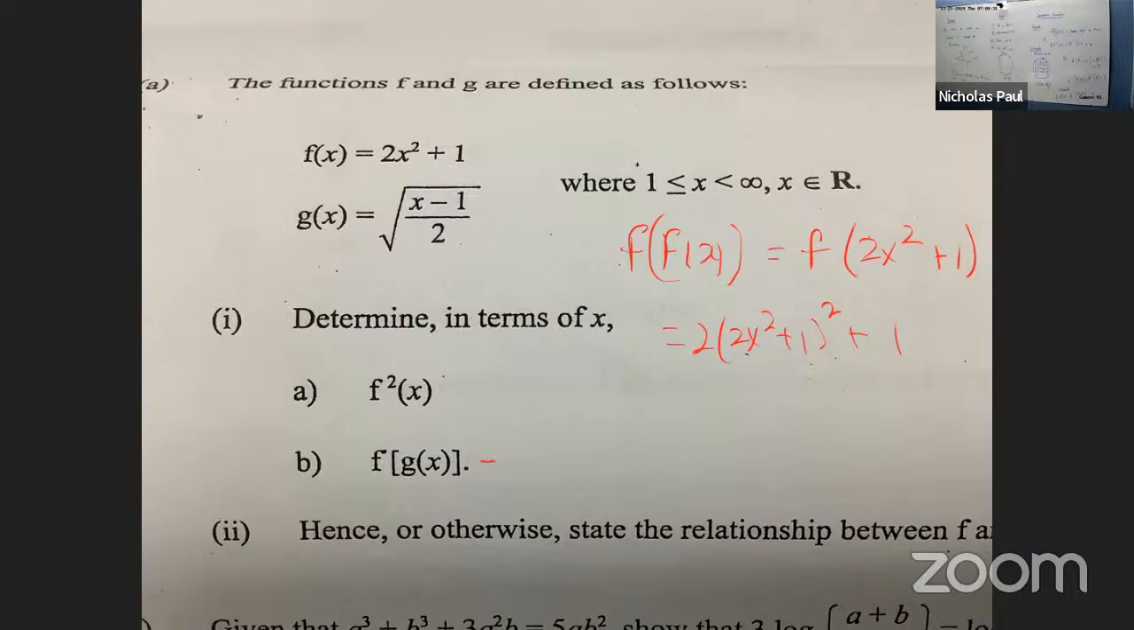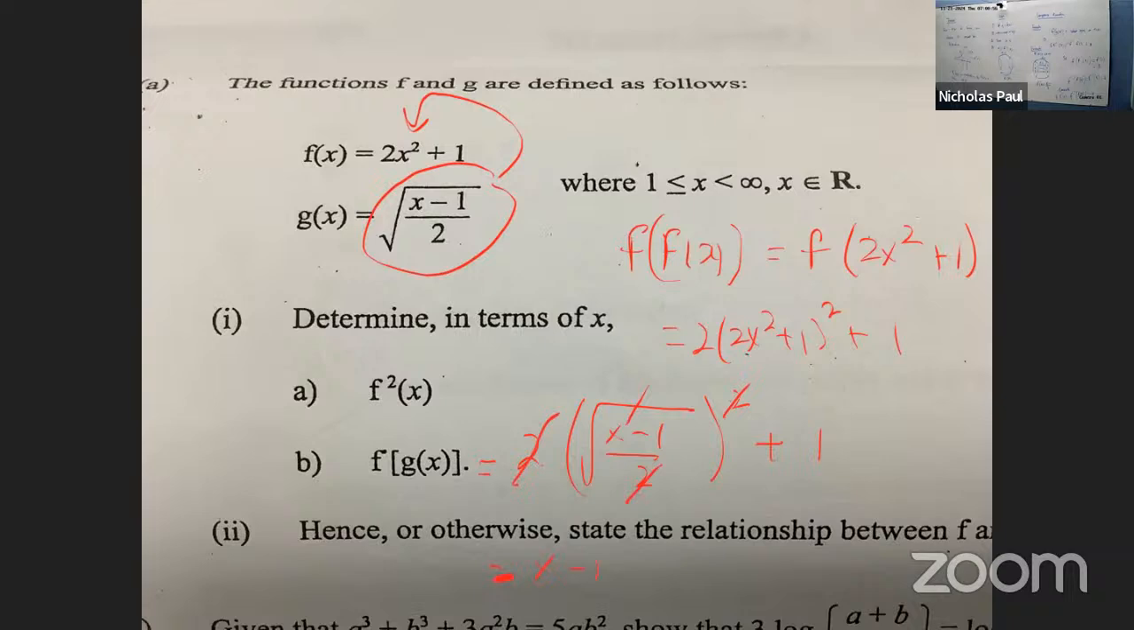You're going to take g of x and put g of x in there. So that will be 2 by the square root of x minus 1 on 2, all squared, plus 1. When you square root, it'll cancel off, and then the 2 will cancel with the 2. So you'll get x minus 1 plus 1, which is x.